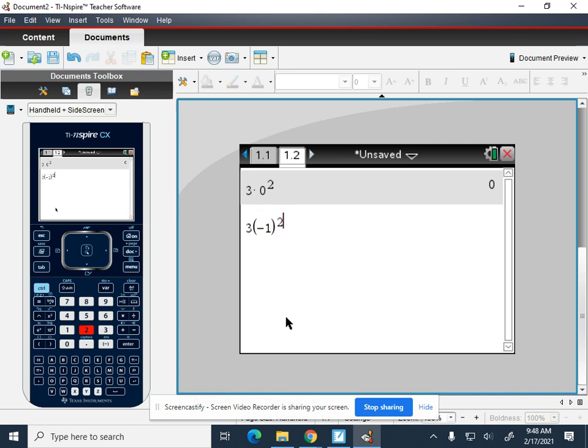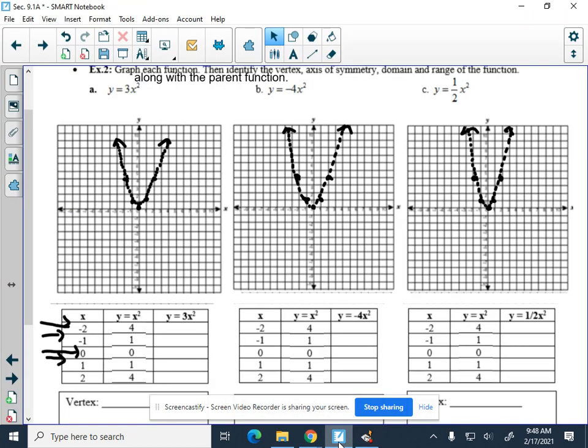If I put in -1, -1 squared is 1 times 3 is, and you might say, why are you doing it in that order? We have the PEMDAS rules. We do exponents first, then we multiply. Okay? So that gets us 3. Now if I go up and I were to put in +1, that also gets me 3. Okay, so I'm going to start with those.